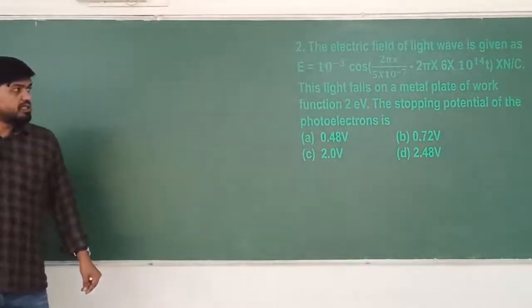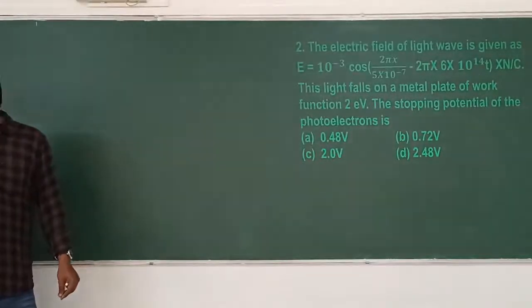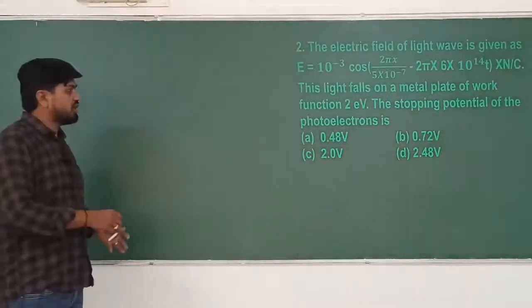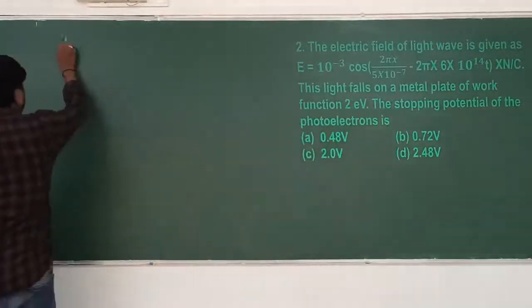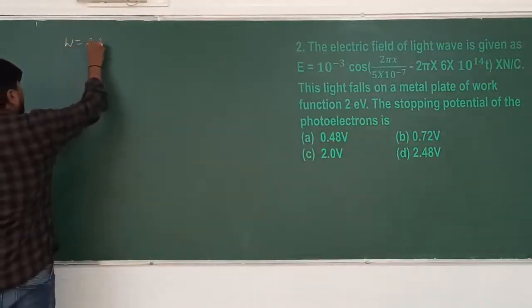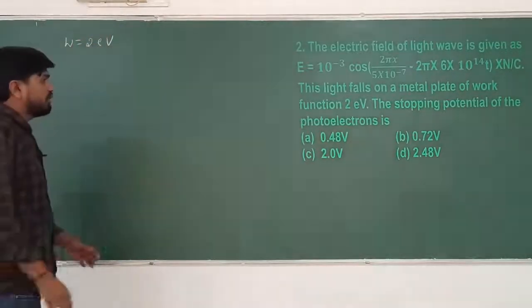The light falls on a metal plate of work function. How much work function are they giving? 2 electron volt. So the work function can be symbolically represented by W is equal to 2 electron volt.